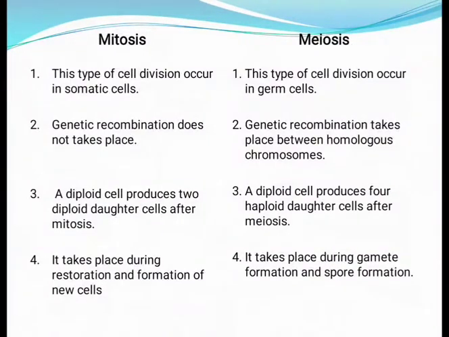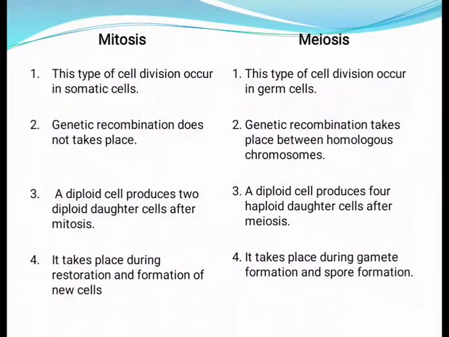Differentiate between mitosis and meiosis. First point, in mitosis, this type of cell division occurs in somatic cells. In meiosis, first point, this type of cell division occurs in germ cells. Germ cell means what? The cells which are involved in the reproduction process. And all the remaining cells are called somatic cells.